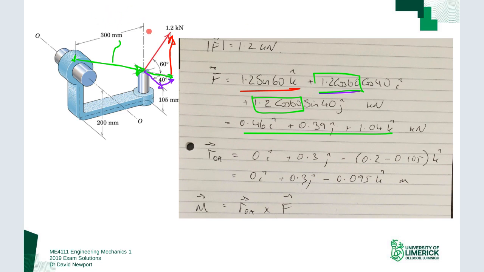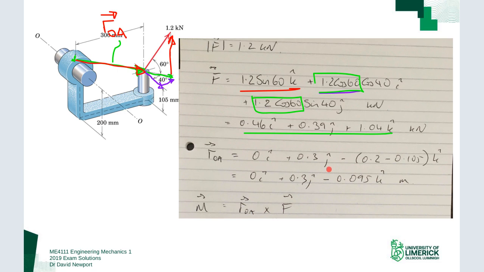Let's see if I can do it. Oh, put something like that. No, it's gone. It doesn't want to do it. I'll write it in by hand, with the red. So, r_OA. Okay, so it's this displacement vector that I'm after.